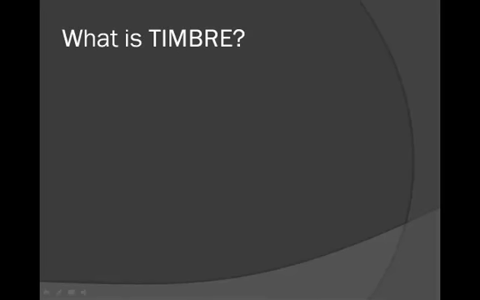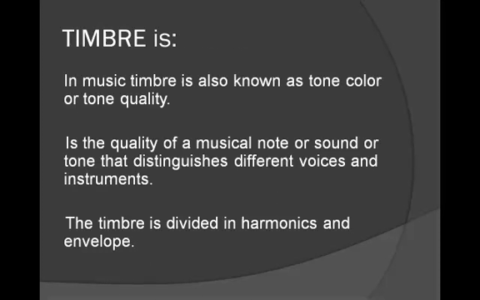So the first question is, what is timbre? In music, it is known as the tone color or tone quality. It is the quality of a musical note or sound tone that distinguishes different voices and instruments. It is what makes a steel guitar sound different from a nylon guitar, for example. The timbre is made of harmonics and envelope.